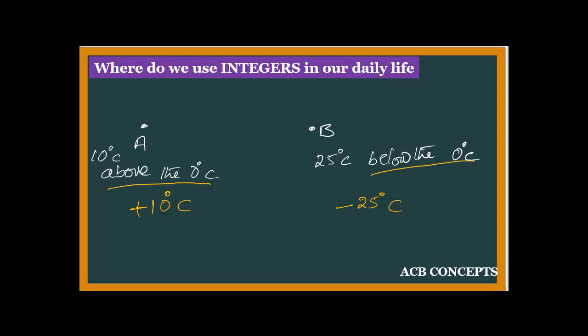This 10 degrees centigrade represents a temperature 10 degrees centigrade above 0 degrees centigrade. Below 0 degrees centigrade is represented by minus and 25 degrees centigrade. And 0 degrees centigrade is taken as 0. Here this is a positive number, this is a negative number, and this is neither positive nor negative. So positive numbers, 0 and negative numbers are called integers.